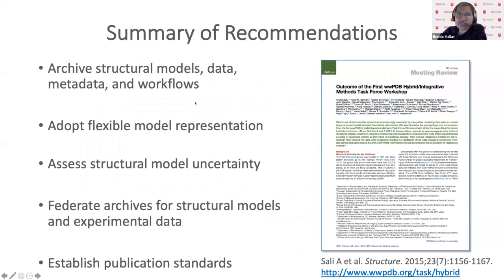The task force recommended that structural models, data, metadata, and workflows need to be archived. A flexible model representation needs to be adopted. Methods need to be developed for assessing model uncertainty. A federated network of archives needs to be created for structural models and experimental data. And publication standards need to be established for integrative modeling studies.